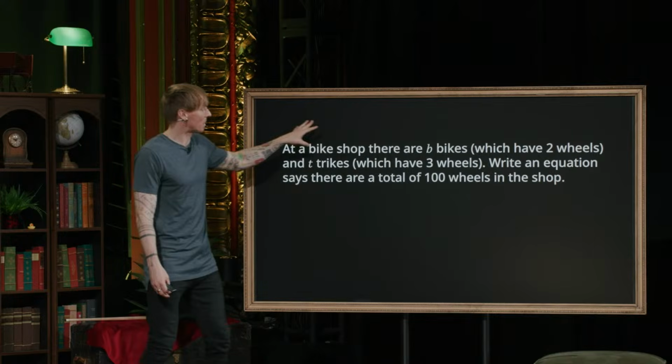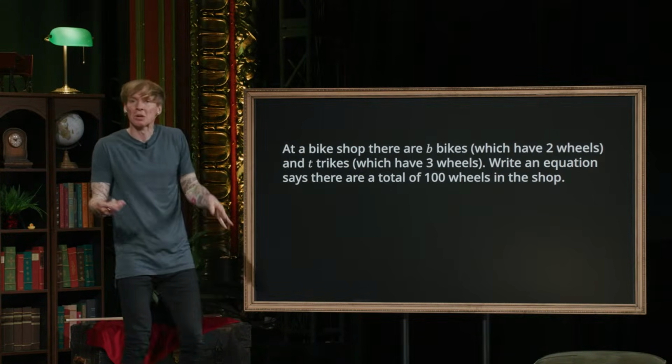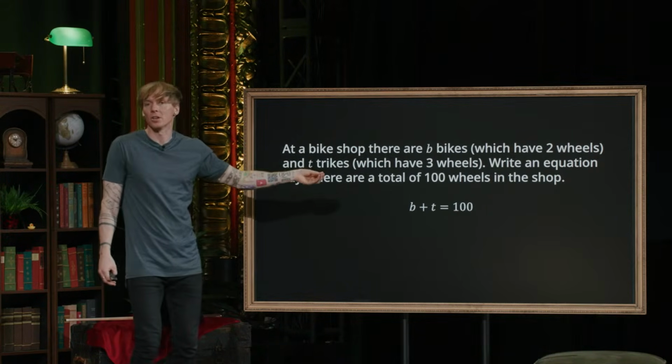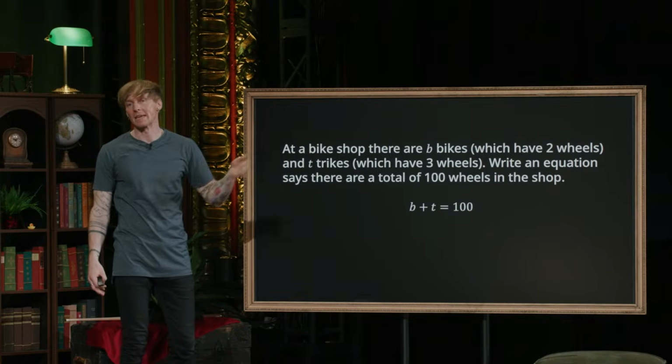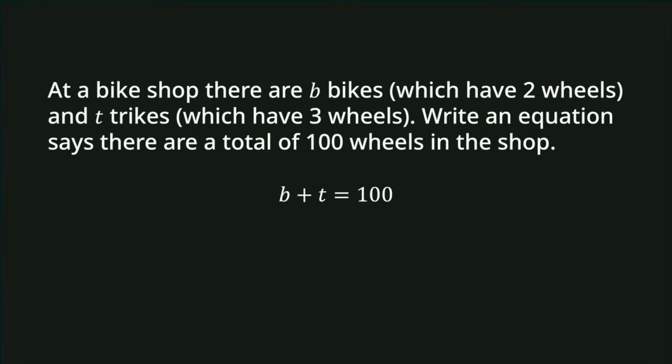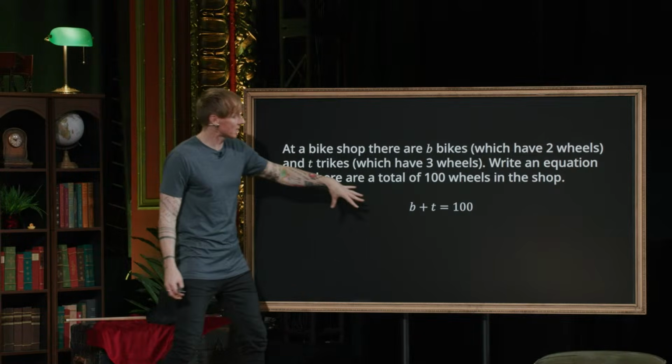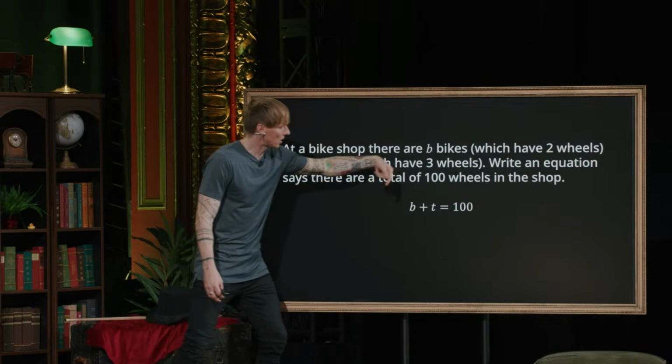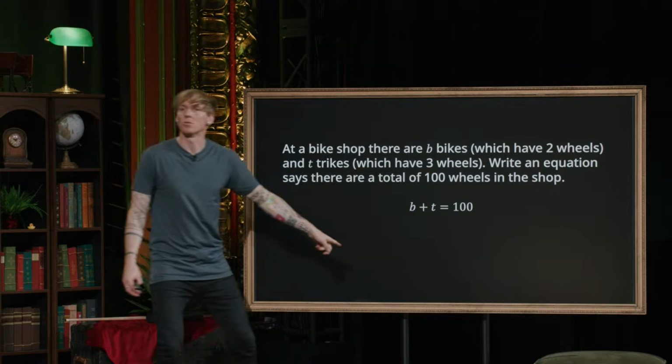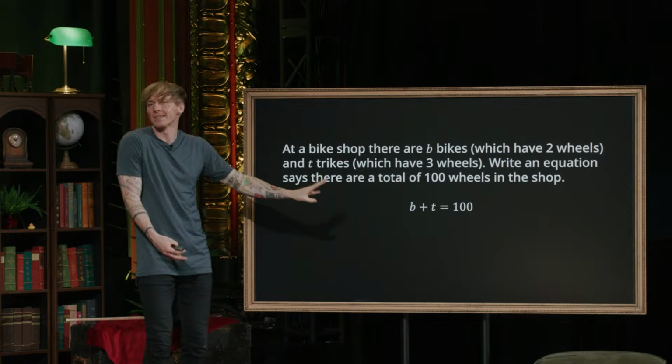So we've got B for bikes, T for trikes, total 100. Maybe the equation is B plus T equals 100. Perfectly reasonable thing to begin writing down. But let's just think about this carefully for a moment. So this is saying the number of bikes plus the number of trikes equals 100. There isn't really anything to do with wheels.